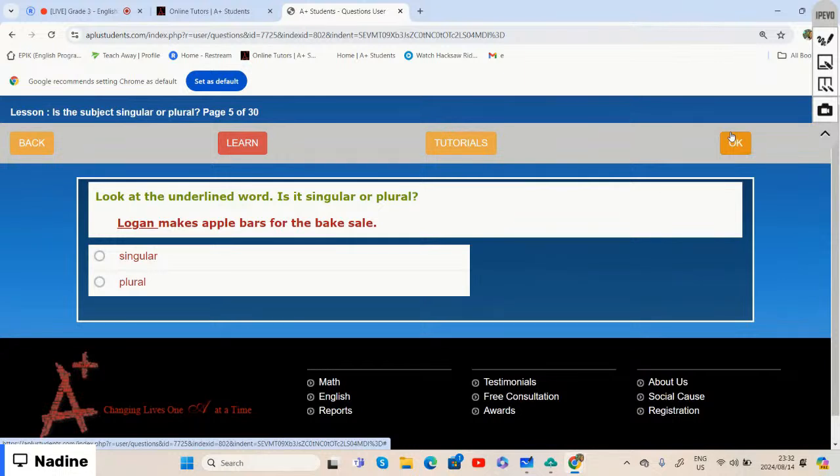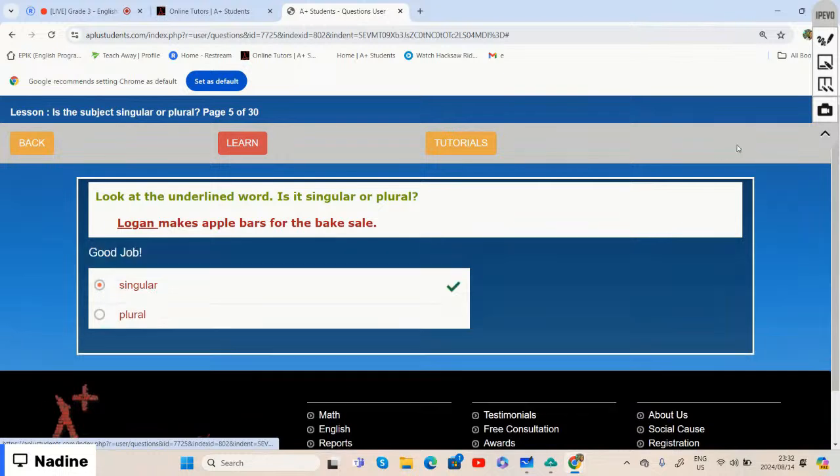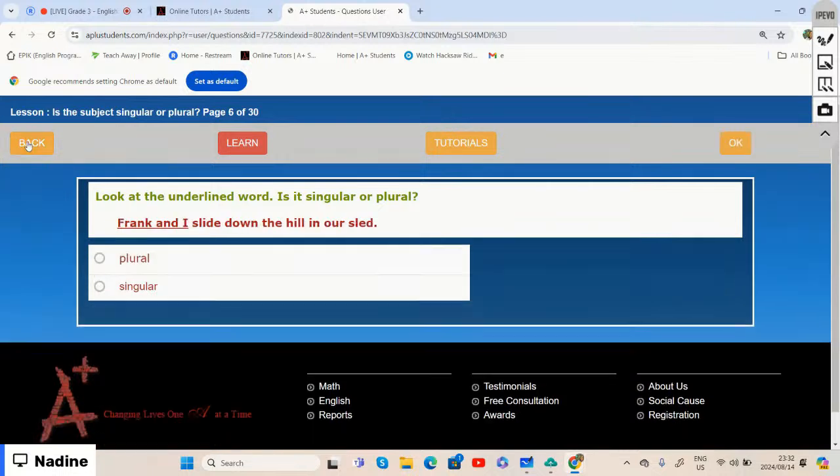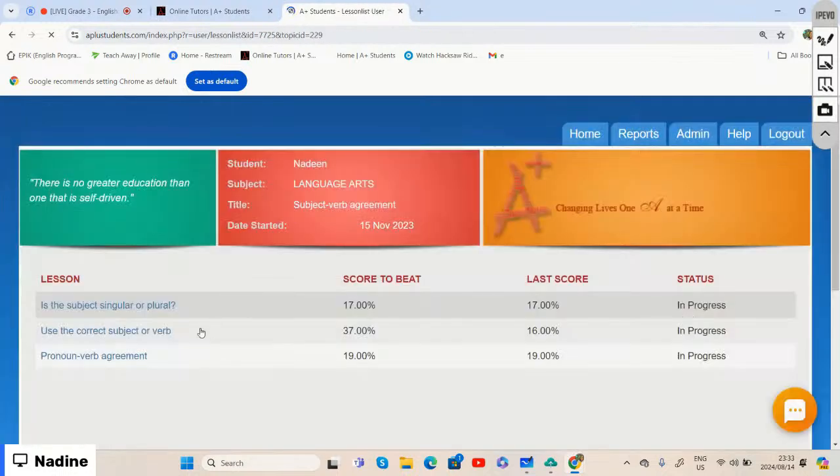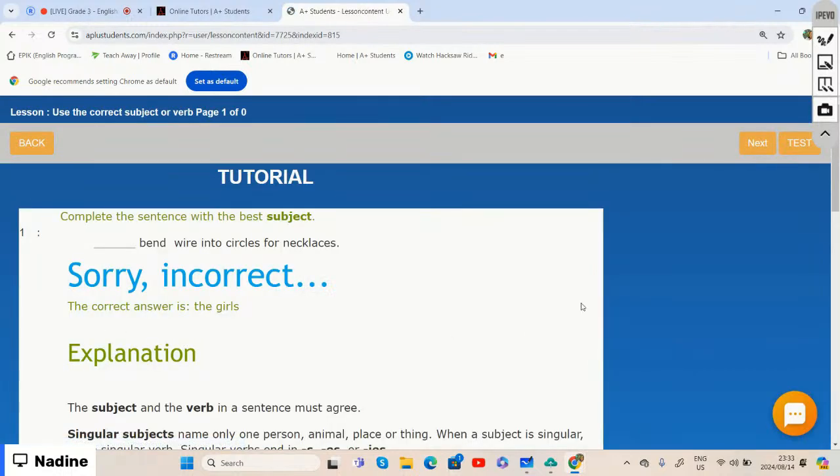All right. If we were to choose the correct answer, singular referring to one person or plural referring to more than one person, then we would say Logan is singular because it refers to one person only. So well done. All right, so now we're going to the next lesson, which is to use the correct subject or verb.